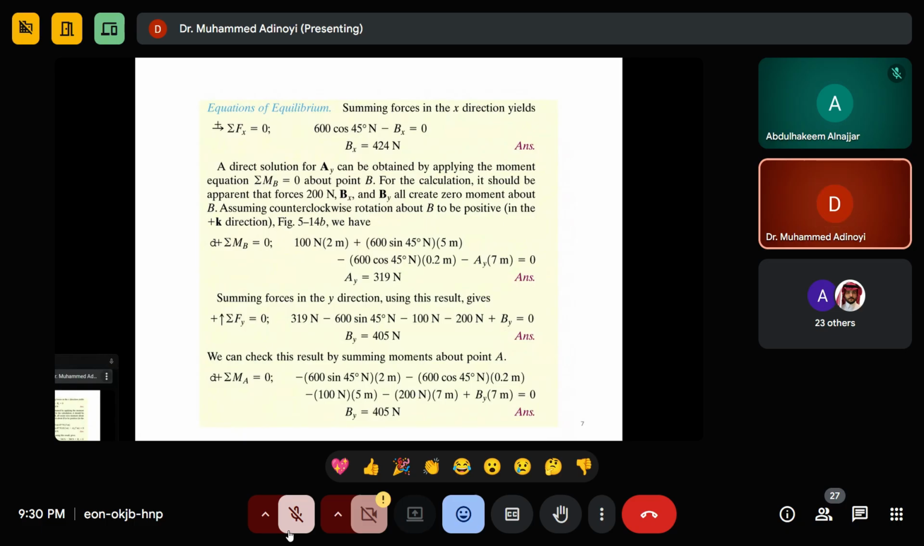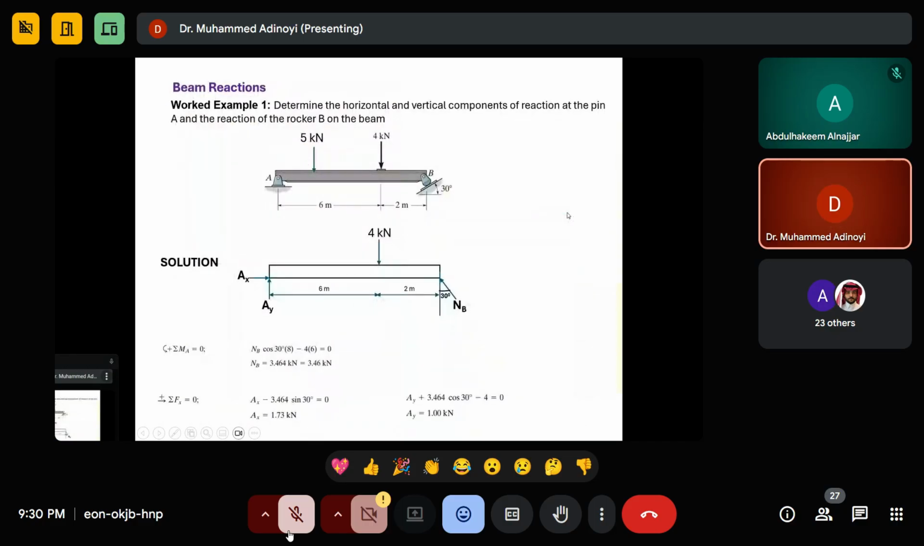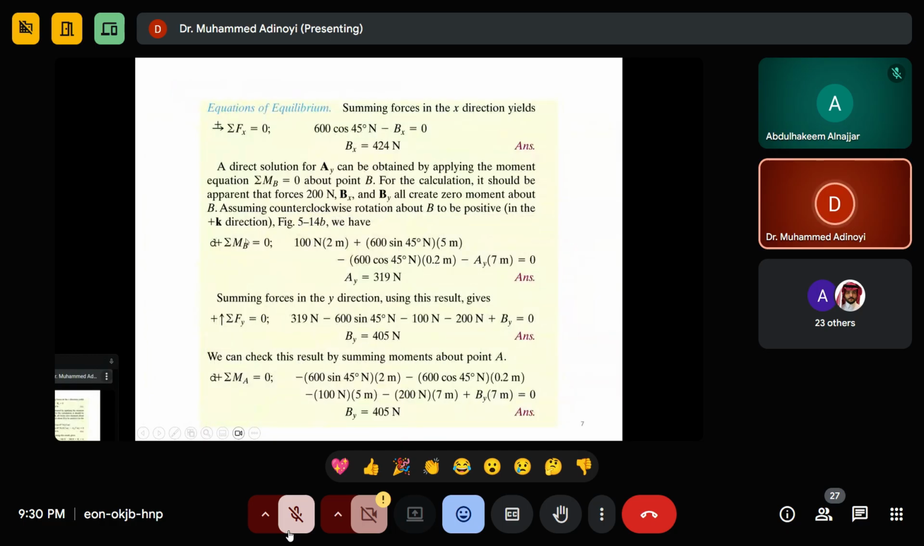When you take moment at B, we say 100 Newton multiplied by 2, the distance from here to here, because they are taking moment about B. Look at it. That is why the subscript B is written here. When it is written like this, it means this is the point where we are taking the moment. The small letter here means this is where. So here it means we're taking moment at A.